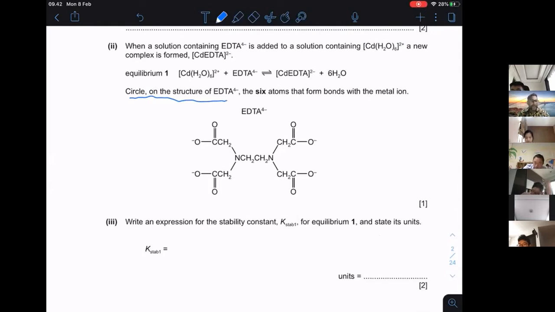So maybe someone else can try. Maybe Nicole, Trisha, can you try? Nicole, Trisha, are you there? Yes, sir. Can you try which will be the one that will form the 6 dative bonds? Which are the atoms? For the EDTA, you should know about this. Maybe we'll ask Victoria then. Victoria, which one? I'll look at the chat first. Hold on.